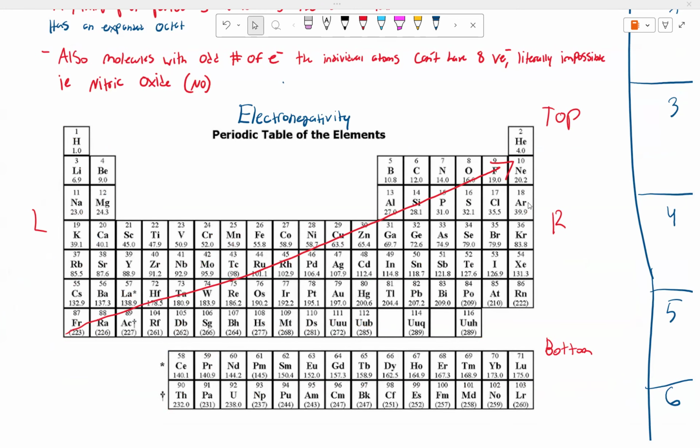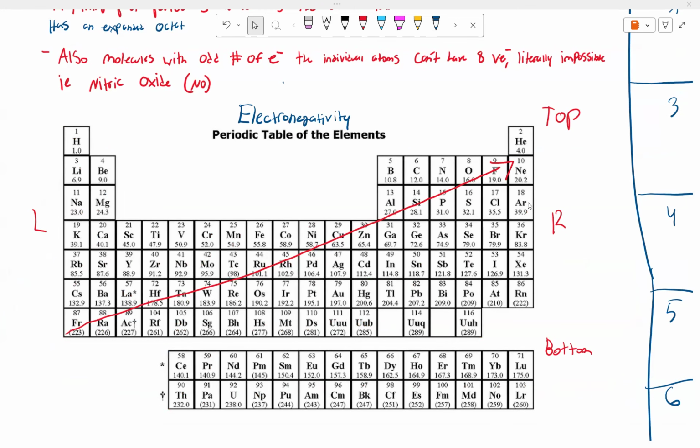Now I want to go into the different types of bonding. So there's ionic bonding, which is the strongest type of bonding. The electronegativity difference between the two atoms is typically greater than 1.7. So it's typically metals and non-metals, which is typically your p block that you'll see on the MCAT, just because they have the greatest difference in electronegativity.